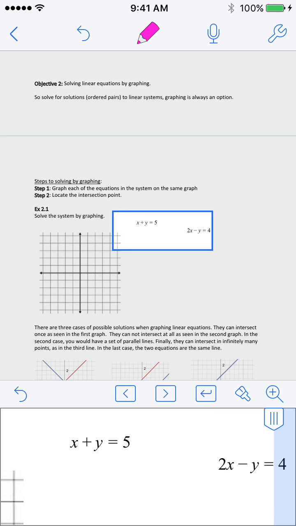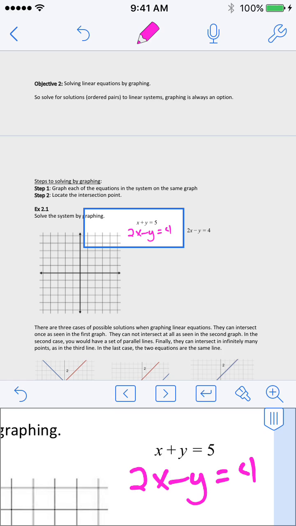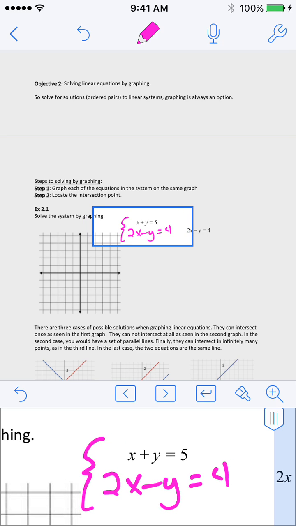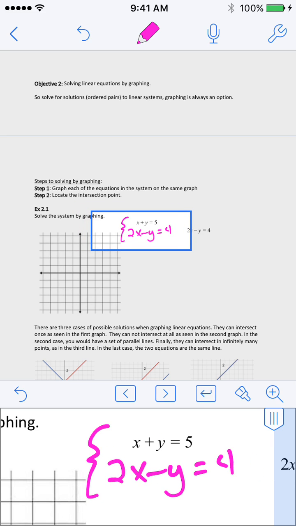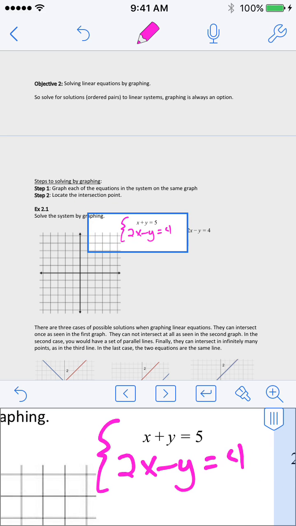So my system is x plus y equals 5, and 2x minus y equals 4. So that's actually my system. Sometimes you may even see a curly bracket around it to indicate that they are, in fact, two equations together. That is a system. Not often, though. Let's go ahead and try and solve this by graphing. So what do you think? How do you solve this by graphing? Well, we're going to need to graph these two and find their solution. Let's go ahead and do that.